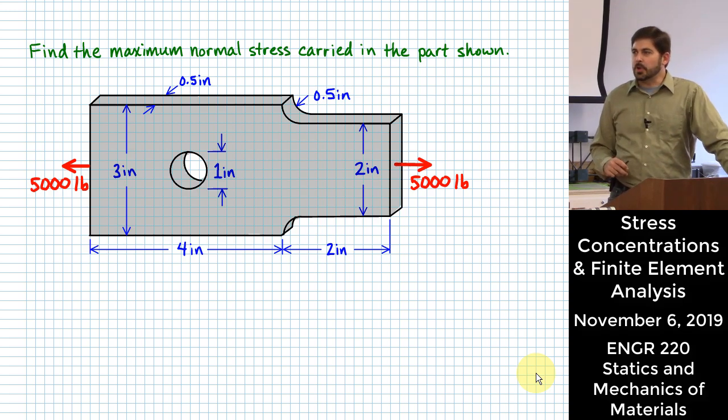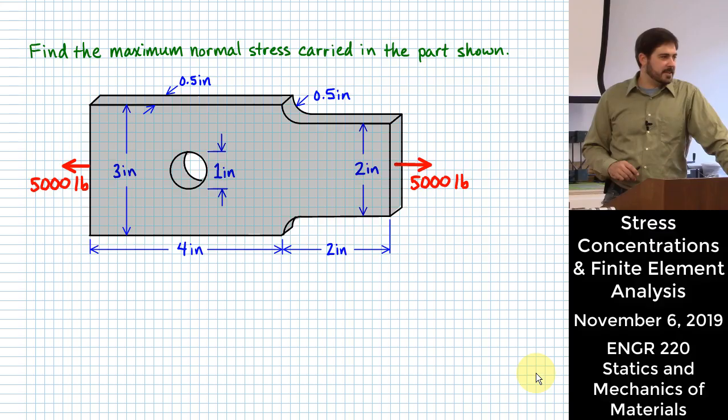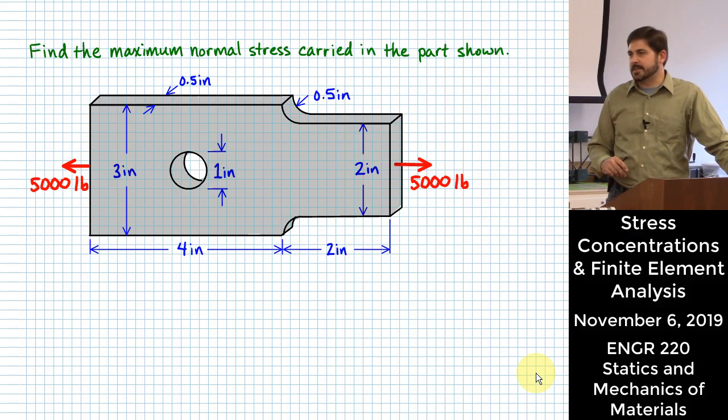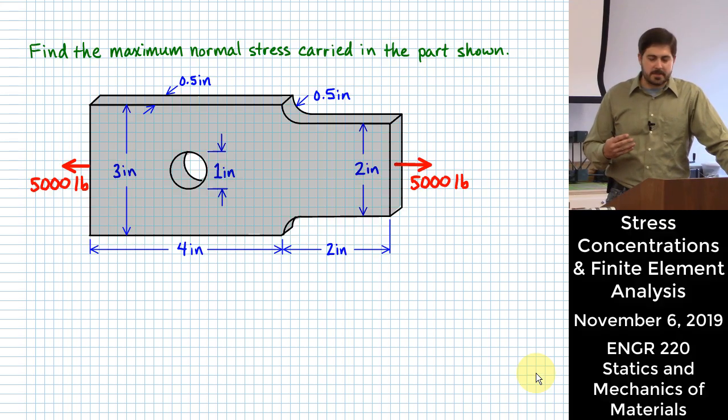All right, so if you look at a problem like this, you might go way back in your memory banks to the earliest parts of this course, and you might think that this looks similar to some of the stuff that we did back then. Okay, this is saying find the maximum normal stress carried in this part when it is subjected to this 5,000 pound tensile load acting in the part, right? So we know exactly how to do this. What do we do?